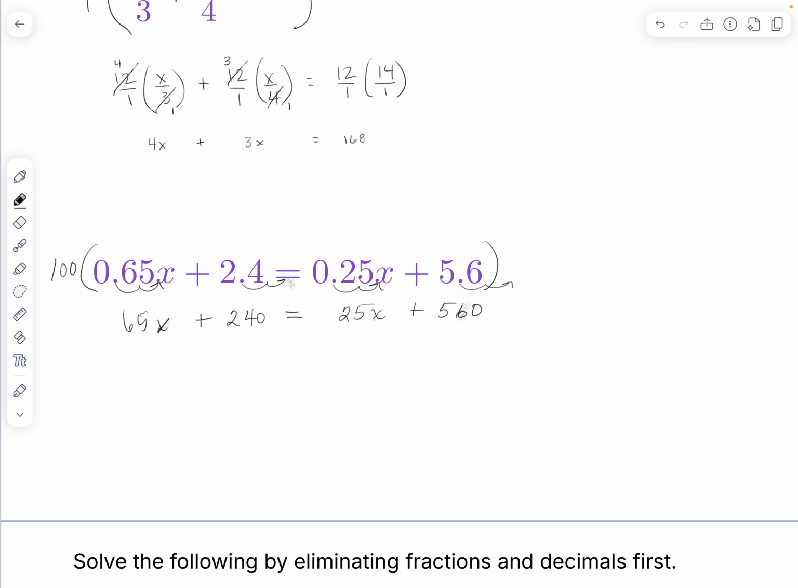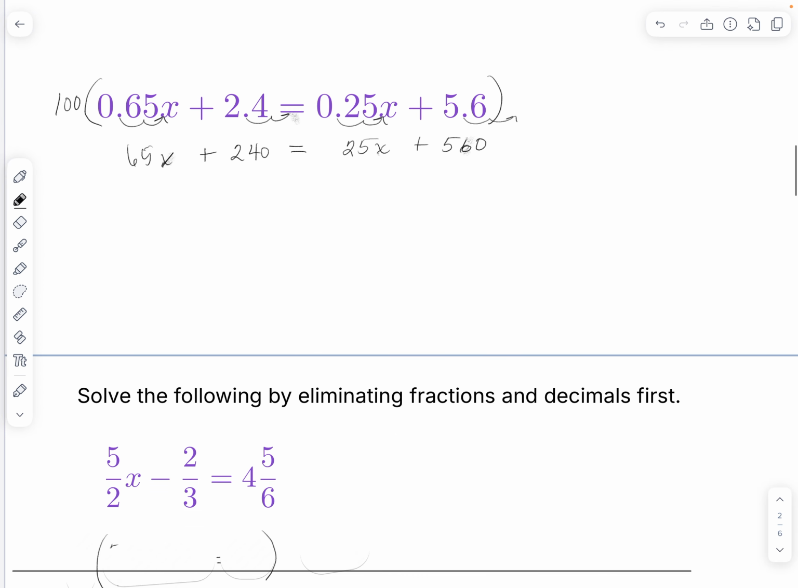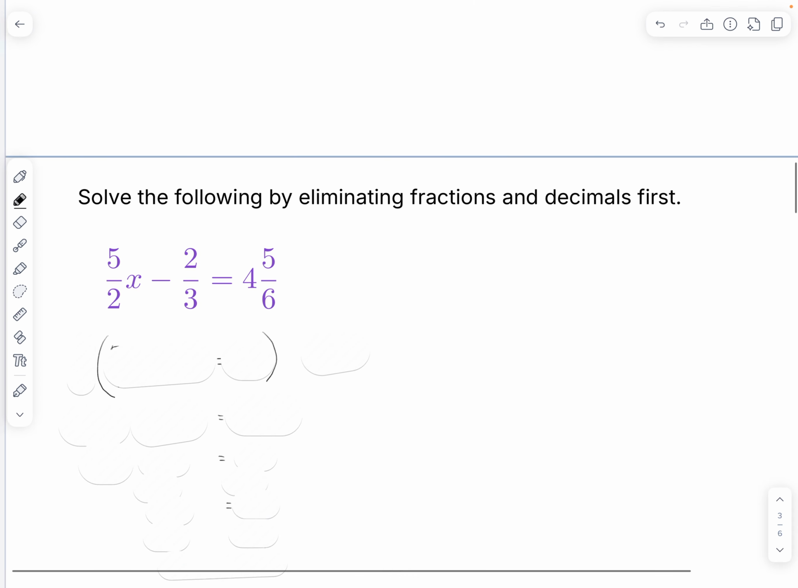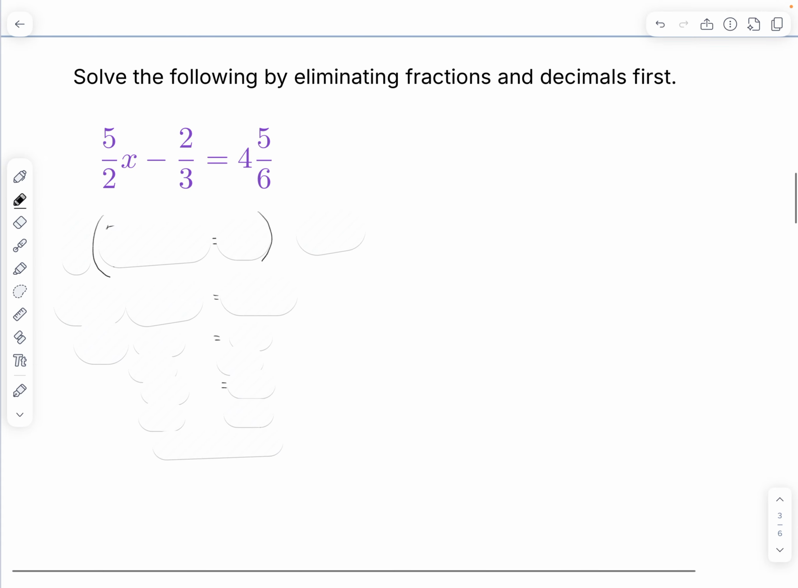Again, the numbers are bigger, but it's an easier equation to work with because the numbers are all whole numbers. All right, now for the next one, we're going to solve by eliminating fractions. So we actually have to finish these equations by solving, find out what x is equal to.